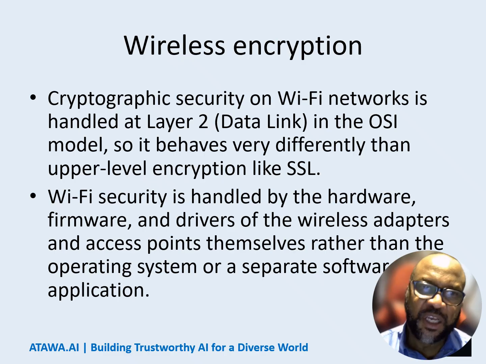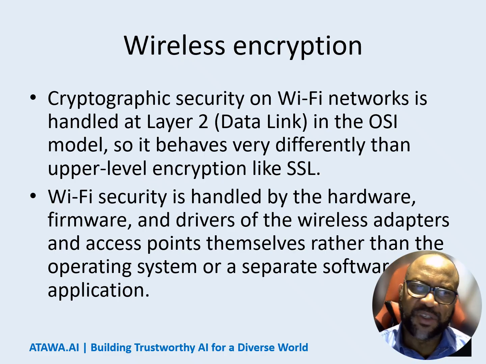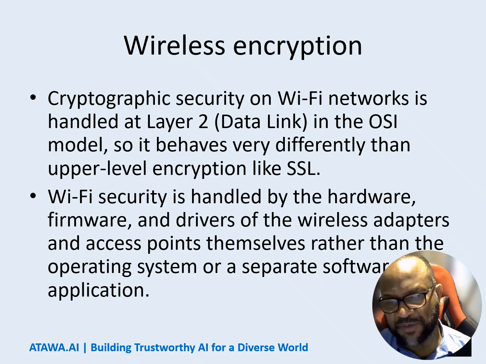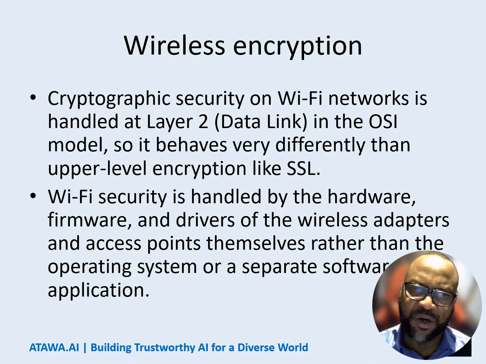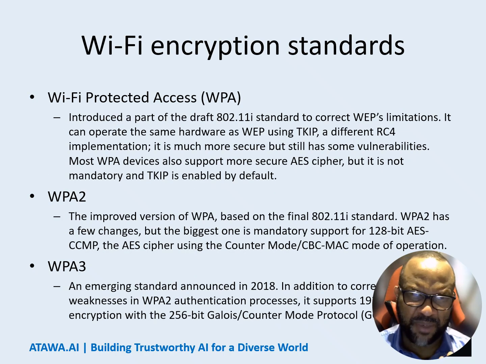Cryptographic security in Wi-Fi networks is on layer 2 of the OSI model, which is the data link layer, where you have switches. It behaves differently than upper layer encryption like SSL or TLS. The security tends to be handled by the hardware. Sometimes you have firmware, which is software embedded in the hardware, or drivers in the adapter, and it's usually not handled by the operating system.